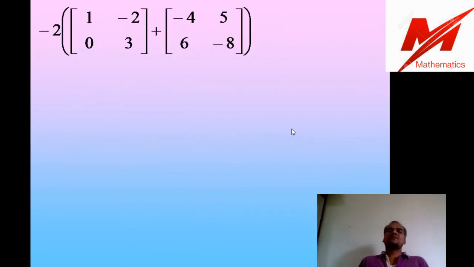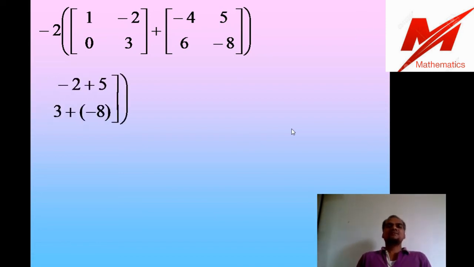Now we see one more example here. See, here we are doing addition as well as scalar multiplication in this matrix. So here we have two matrices: 1, -2, 0, 3, that is the first matrix. In the second matrix, the first row is -4, 5, the second row is 6, -8. The two matrices are enclosed in brackets. So first we add these two matrices, the order of these two matrices is the same, so first we are doing addition.